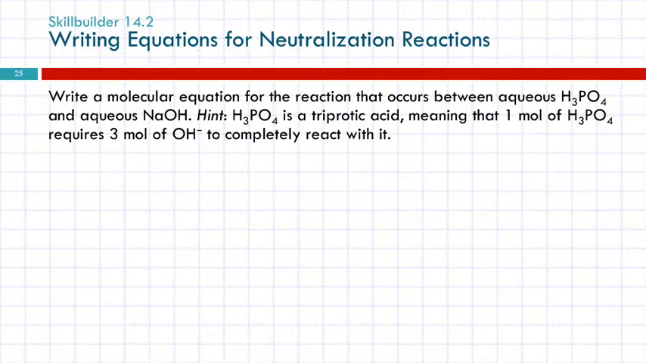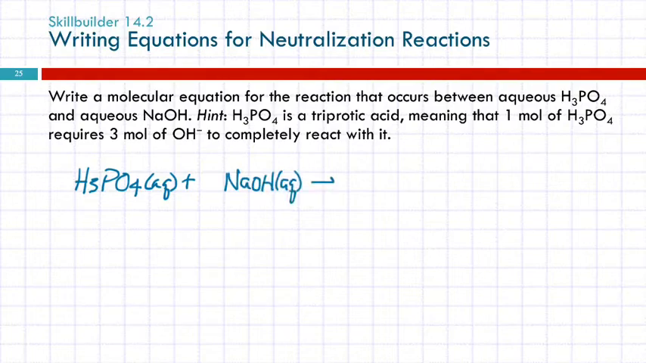So to write this equation, we'll start off with our reactants. So we've got H3PO4, and we're told that's aqueous, and sodium hydroxide, and that is aqueous. So here we have an acid and a base. We're going to end up with water and a salt. I think the best approach here is to look at this as a double replacement, take the ions apart from each other, and then swap partners.